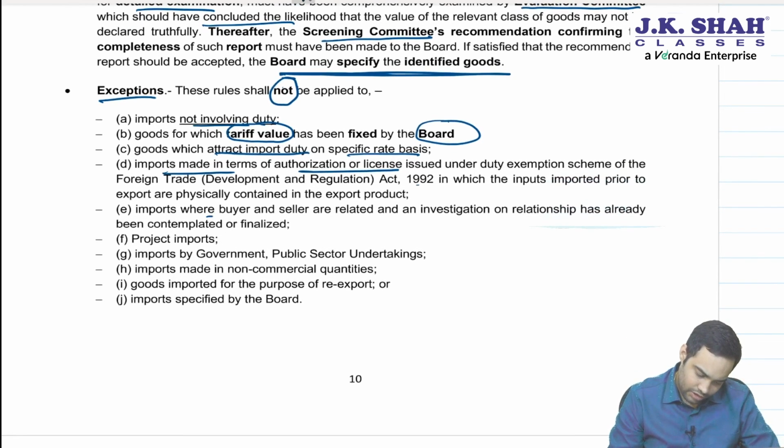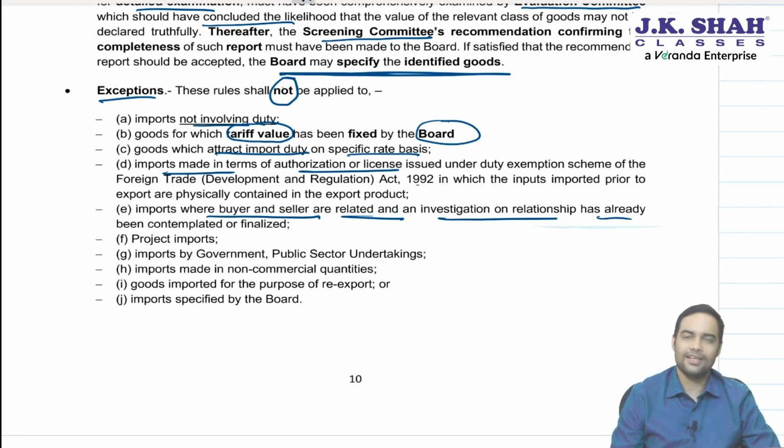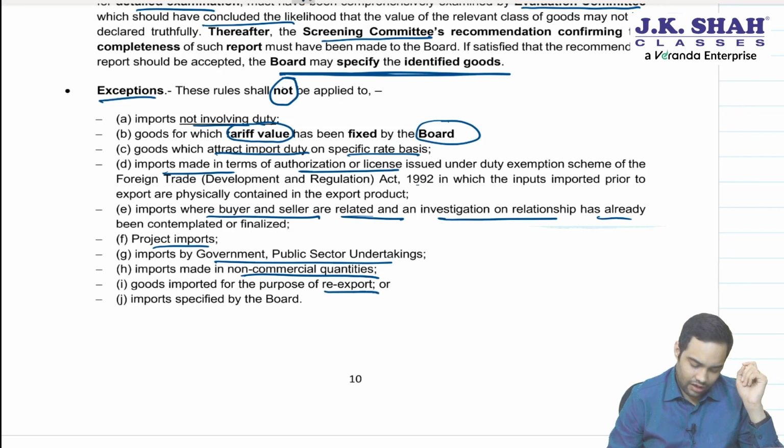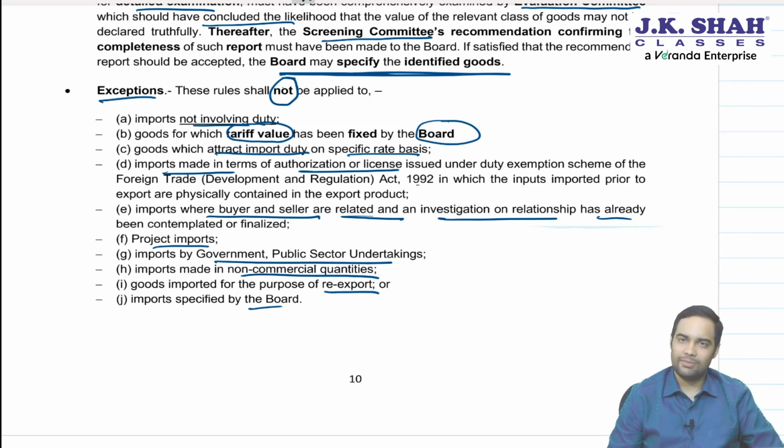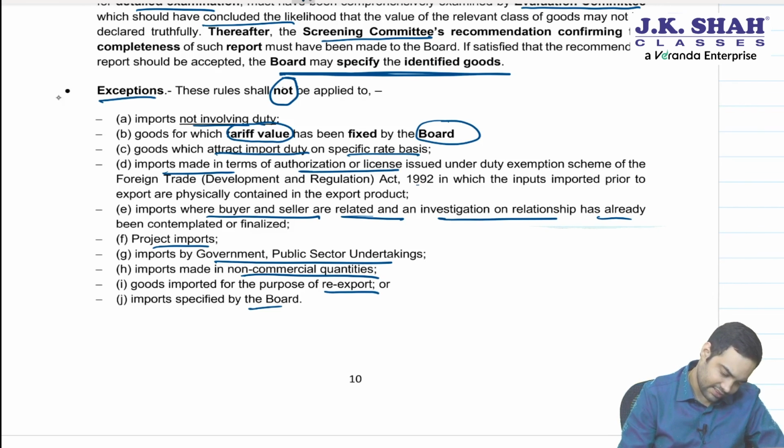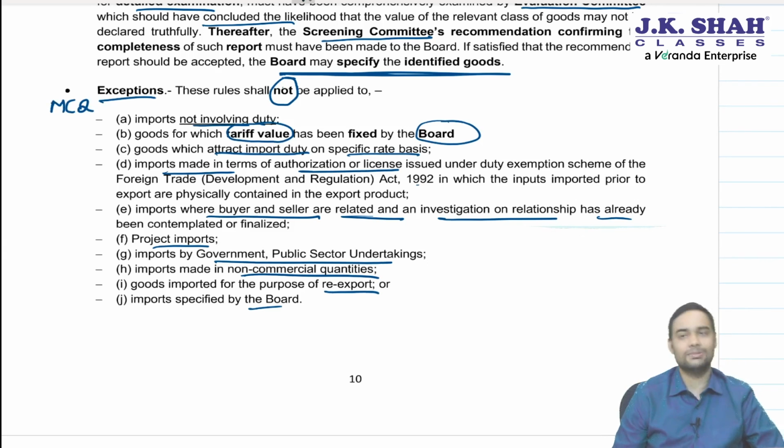Then imports where buyer and seller are related and investigation has already been completed. Project imports, government imports, non-commercial quantities, import for re-export, and such imports as may be specified by the board. I don't expect a question on this, but some exceptions can be asked in the form of MCQ. So just mark it for MCQ purposes.